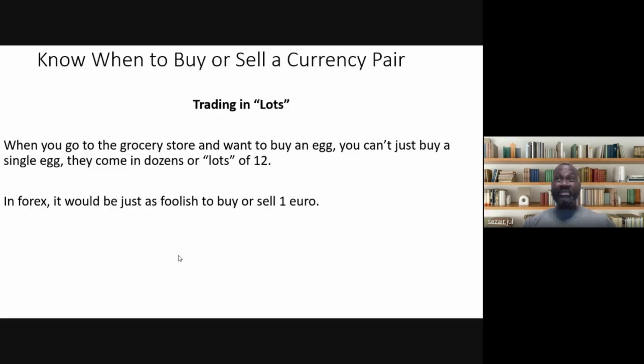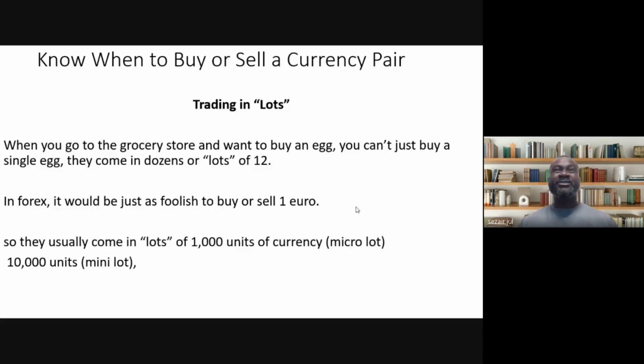So in Forex, it would be just as foolish to buy or sell €1. That makes no sense, right? Here's how they usually do it: you buy a lot of 1,000 units of currency. We call that a micro lot. Or you buy 10,000 units of currency. We call that a mini lot.